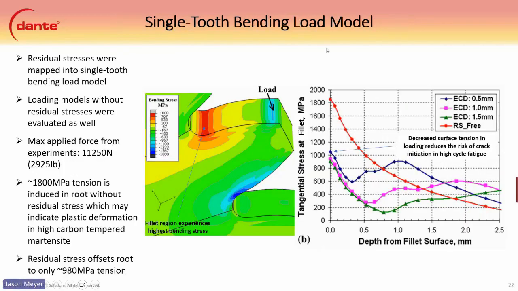So for this one, the single tooth bending loading model, the residual stresses were mapped into the model. You can see where the load was applied here. And then we can see the bending stresses here in the root fillet, high bending stresses here. So the max applied force for this was about 11,000 newtons. It's actually a pretty high load here. I believe they were targeting to get as close to yield as they could, just to see if there were any issues during this process.